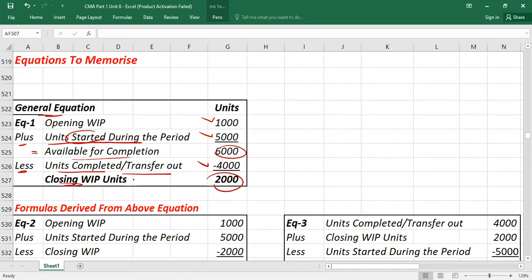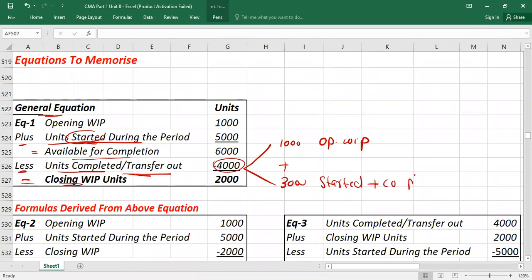Also remember, you will memorize this equation. Can you read the equation one time? Opening units plus units started is equal to available for completion, minus units completed or transferred out, is equal to closing work in process. Now here, one assumption you have to keep in your mind. See what I'm highlighting: units transferred out. In your CMA exam, we will always assume that these transferred out units, which are 4000, include 1000 units from opening work in process, those units are completed, plus 3000 units from those which we started during the period, and they are completed during the period.